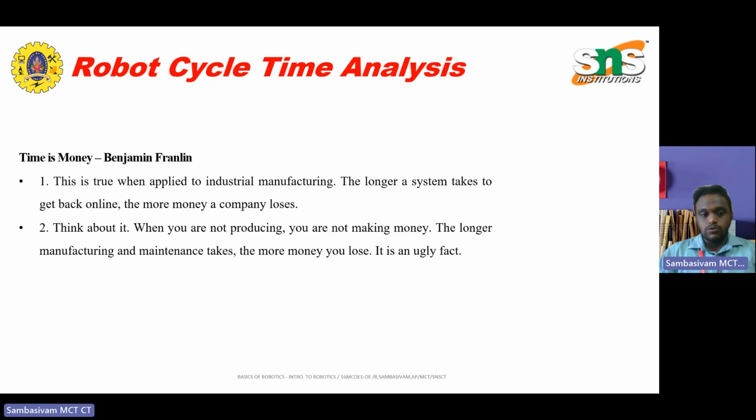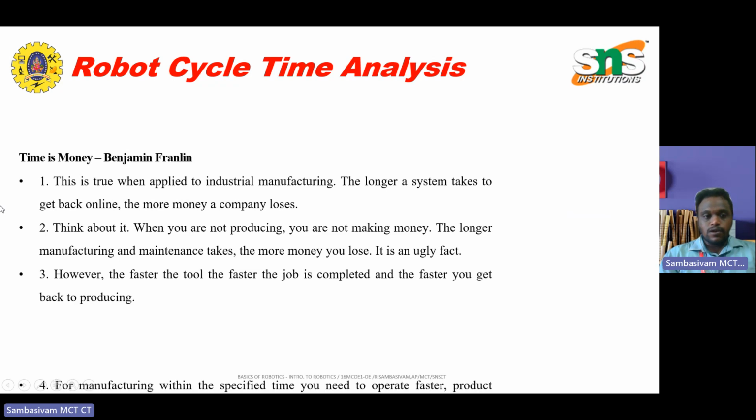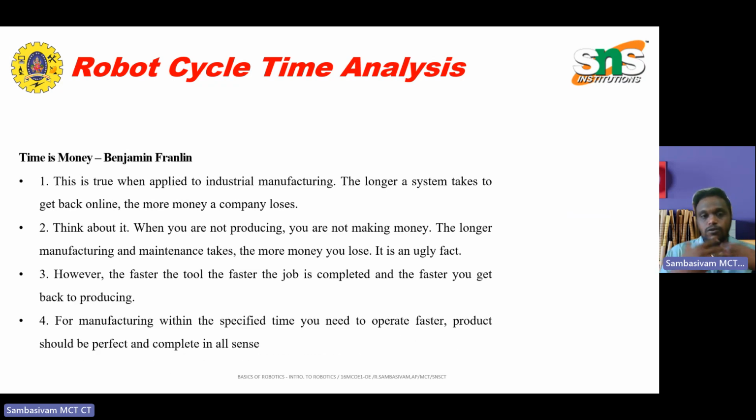Maintenance and manufacturing costs also lose money. It is one of the ugliest facts in the industrial manufacturing sector. So how do we overcome it? A faster tool and faster job give a higher production rate, which results in more profit. For that, during a specific task in repeated mode at a specific time, operation should be faster and the product should be perfect and complete in all senses.